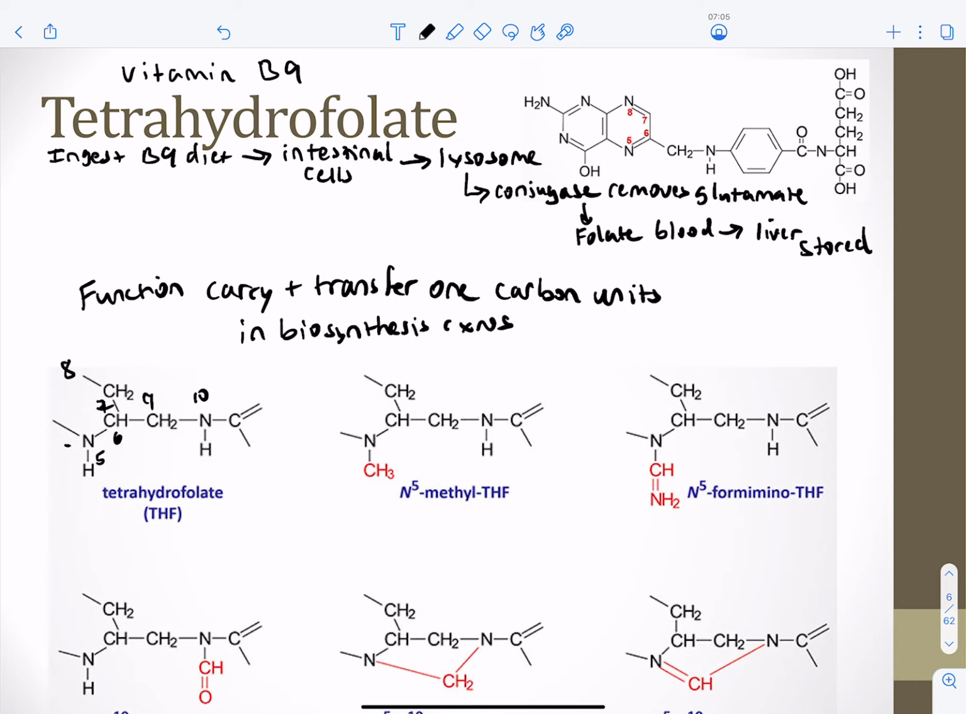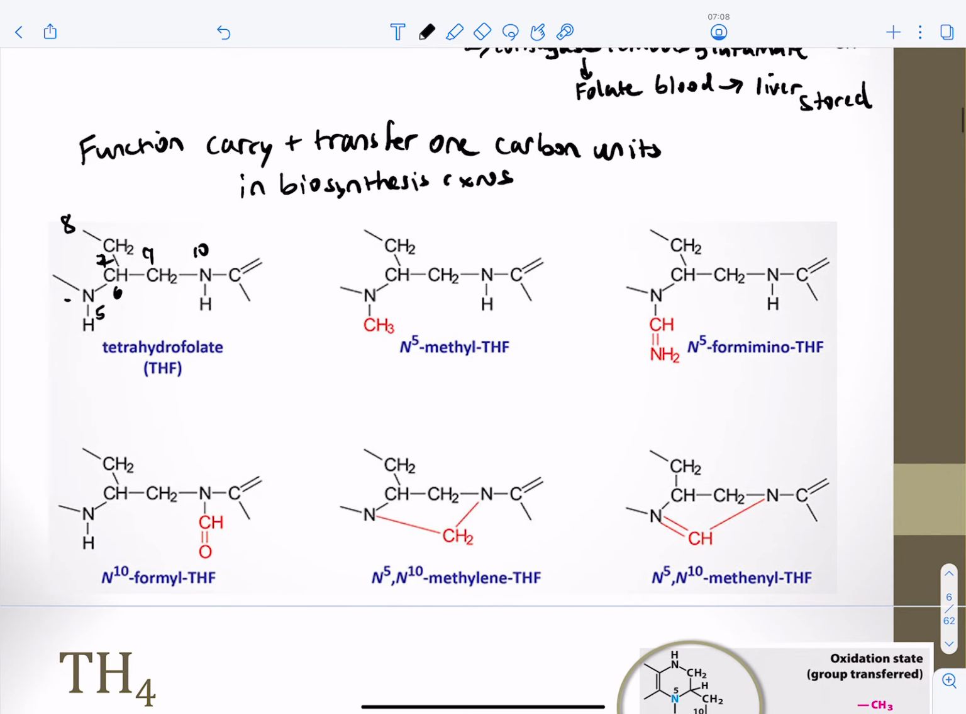There are various different types of tetrahydrofolates, so don't get overwhelmed. Tetrahydrofolate is the one we just talked about, with hydrogens on position 5, 6, 7, 8. When you start to add carbons to this, they can only be added in certain places. Here we have a carbon that was added to the nitrogen at position 5, so this is called N5-methyl tetrahydrofolate. And an intermediate in histidine catabolism is N5-formimino tetrahydrofolate.